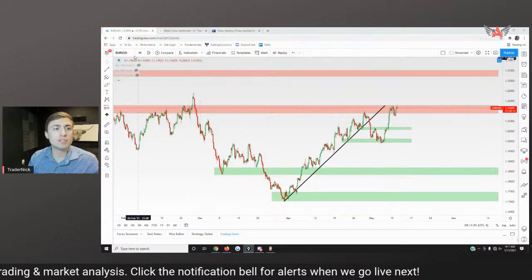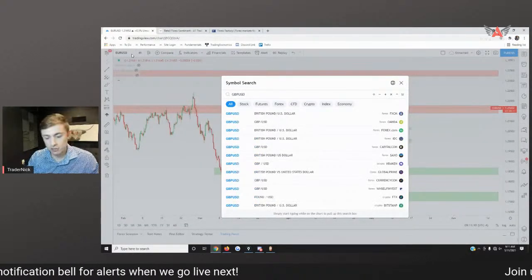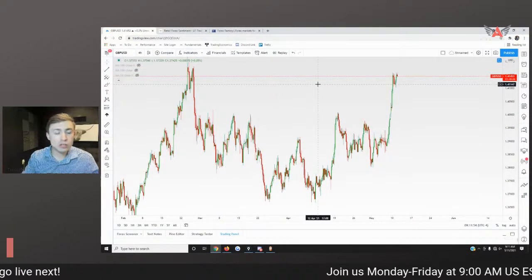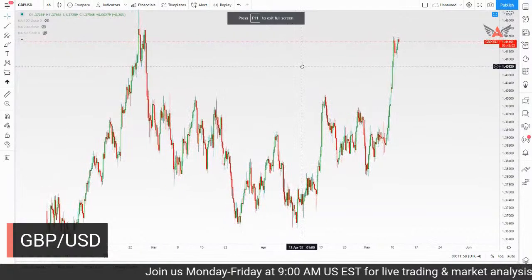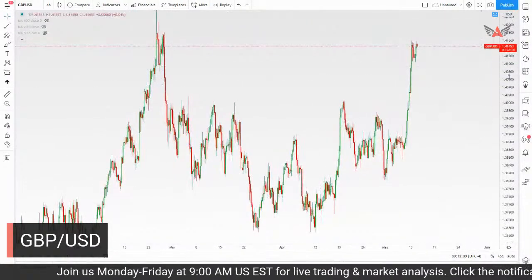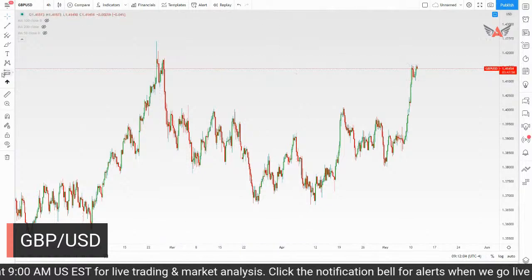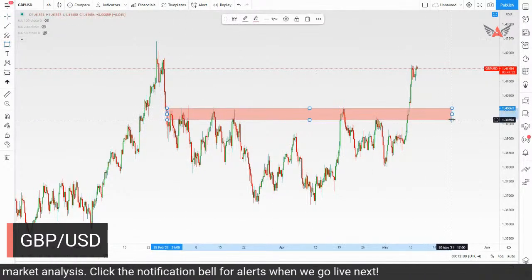Let's switch things around. We'll take a look now at the pound dollar, which is a currency pair that I'm actually fairly bullish on. So we'll pull up the pound dollar and look at this thing run, you guys. So this is the UK, right? We're looking at the UK's currency, the Great British Pound, which is running up higher against the US dollar today. Very strong. So let's check this out.